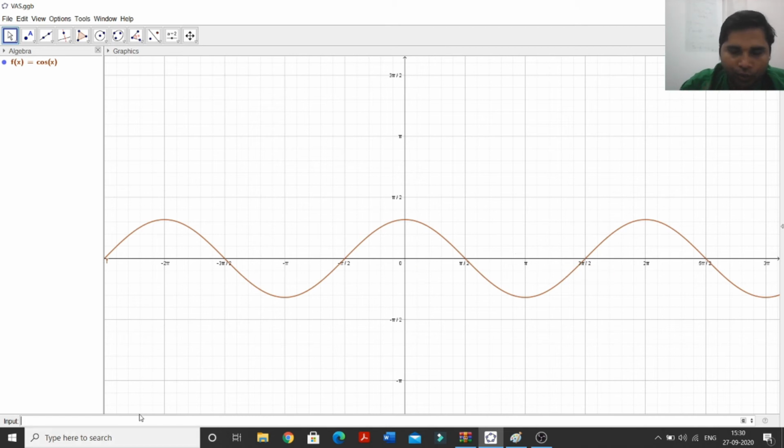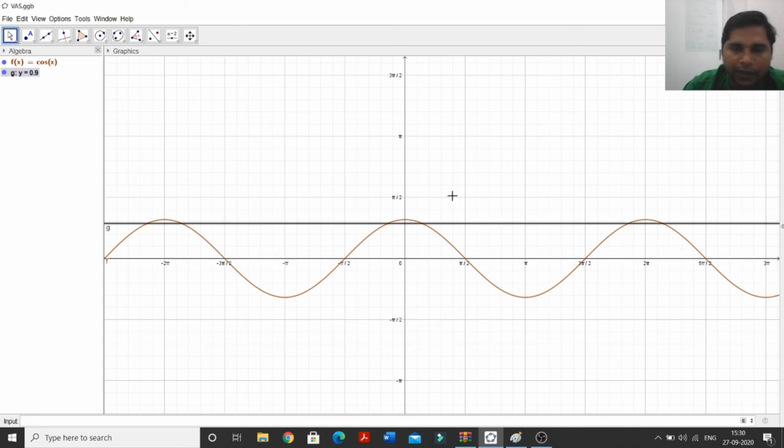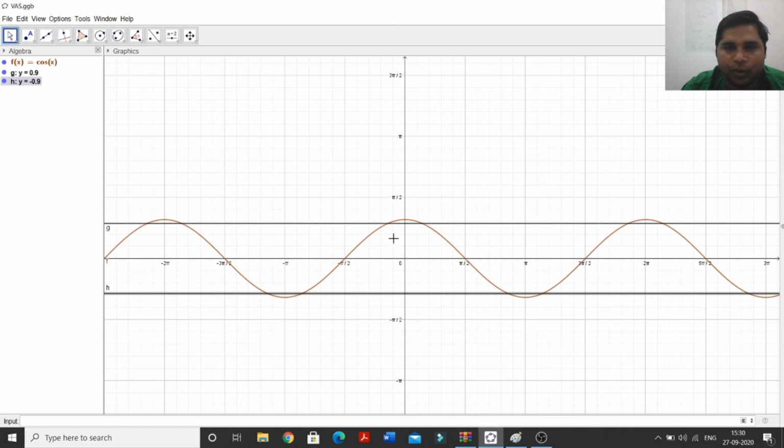Let me show you why we are going to take that. Let me sketch the graph of y is equal to 0.9. So as you can see, this is 0.9 and y is equal to minus 0.9. Just to explain you the concept, I have drawn horizontal lines. As you can see, the horizontal line is intersecting many points, so inverse cannot be defined. So we have to take the largest domain where the inverse is defined.